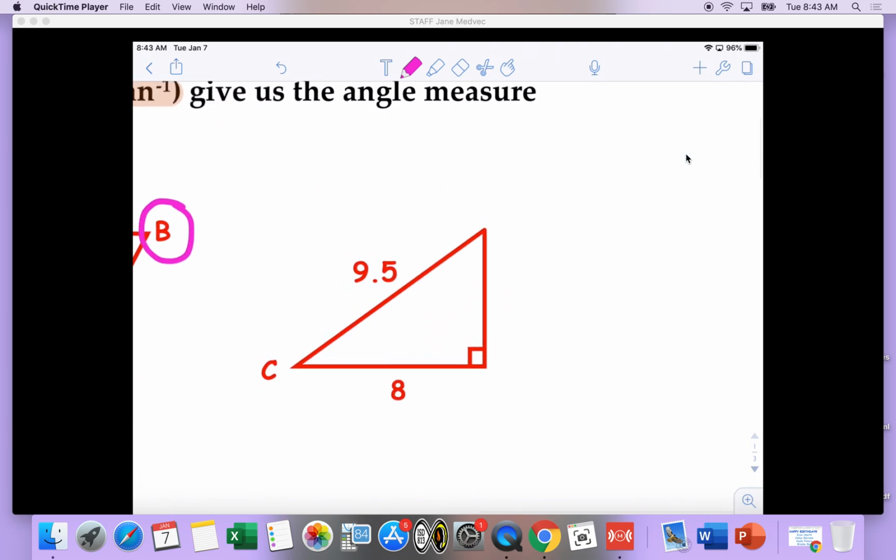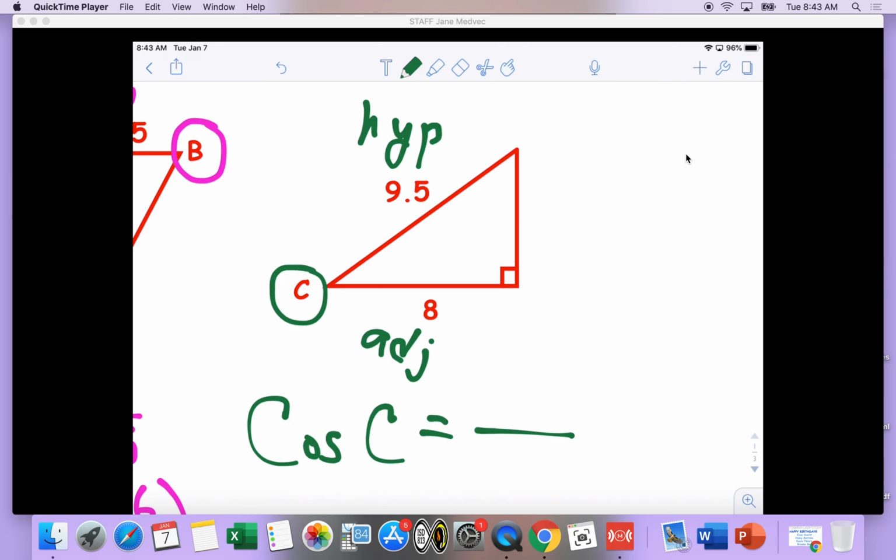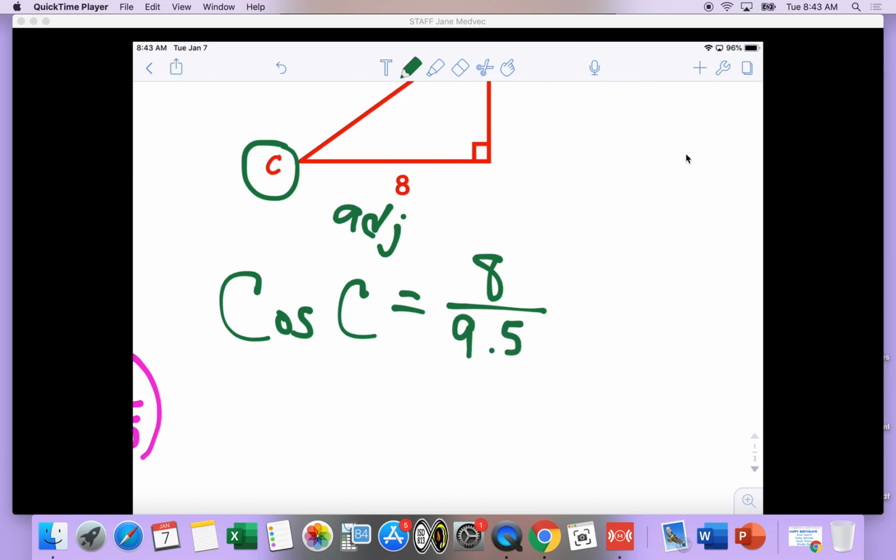All right, let's go to the last one right here. Again, I'm going to do angle C because that's what they gave me. How is 8 in comparison? Adjacent. How about the hypotenuse? 9.5. All right, which one do I use? Sine, cosine, or tangent? I'm going to use cosine because I've got adjacent and hypotenuse. So cosine C equals, what's in the numerator? 8. What's in the denominator? 9.5. Are there any questions on why I chose to put them the way I did?